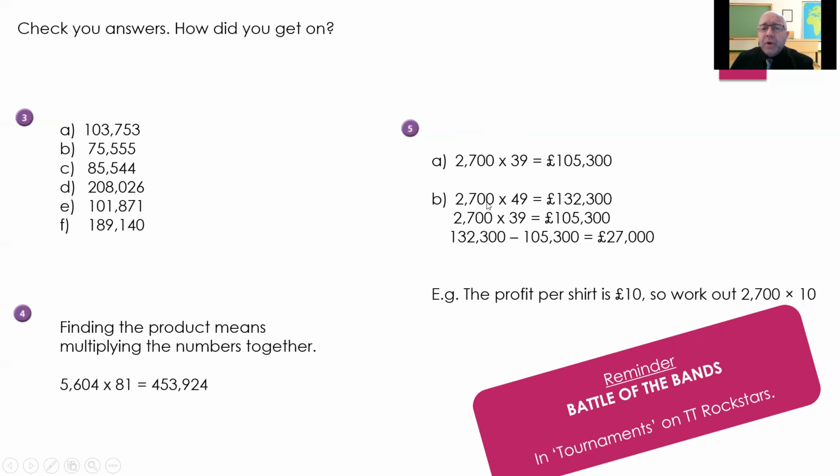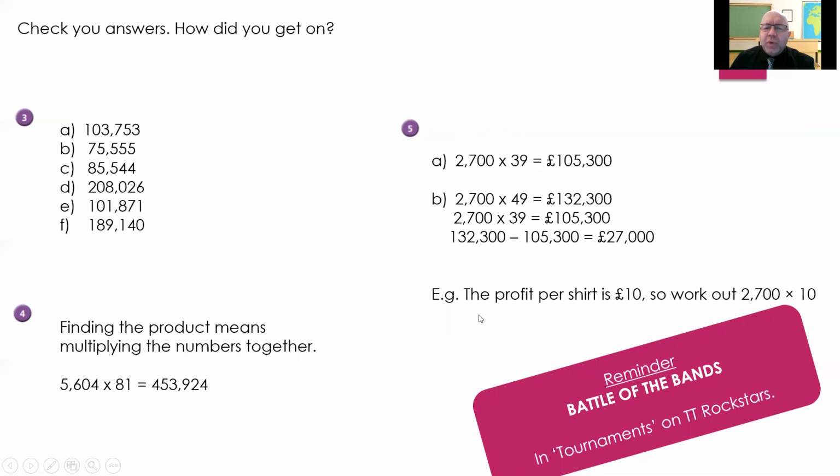But they sold them for £49 each. So 2,700 times 49 is 132,300. Okay? So they were sold for £132,300, bought for £105,300. So the difference, the amount of profit they make, is 132,300 take away 105,300, leaving you with £27,000 in profit. Okay, so the shop had £27,000 that it didn't have before.